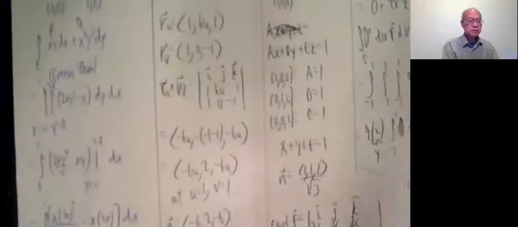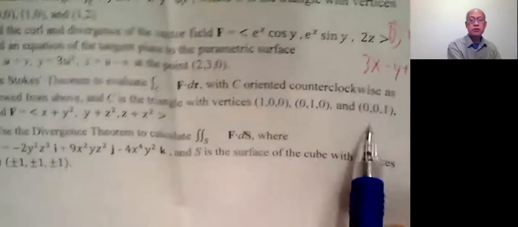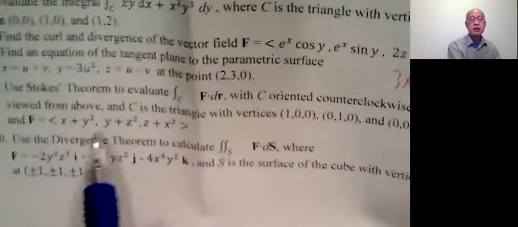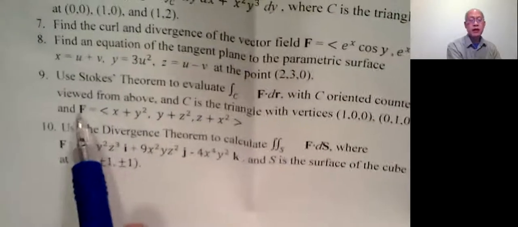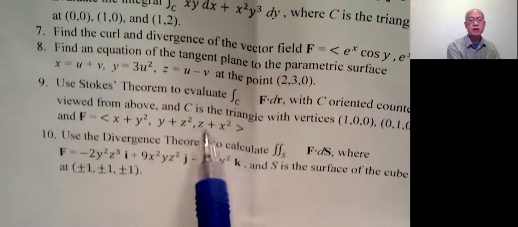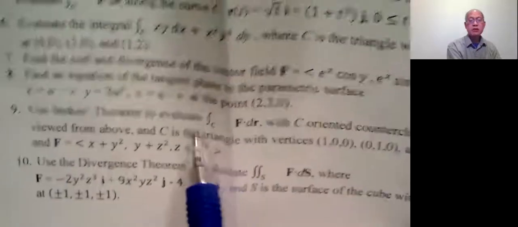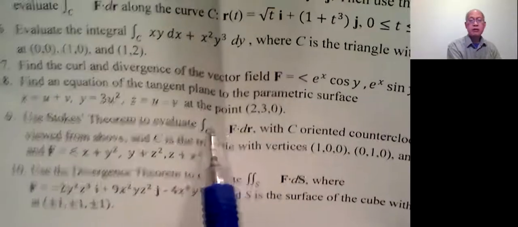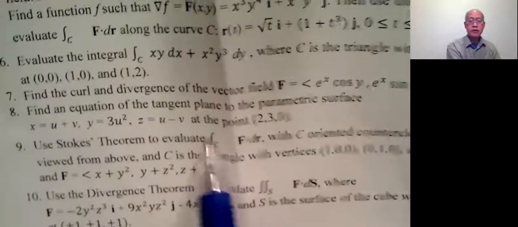Number 9. Okay, so you have a triangle with vertices (1, 0, 0), (0, 1, 0), (0, 0, 1). Here's the vector field bold F = (x + y², y + z², z + x²). Use Stokes' theorem to evaluate the integral along the curve of F dot dr. When it says this, they want you to do the other side of the equation, which is the double integral of curl F dot dS.